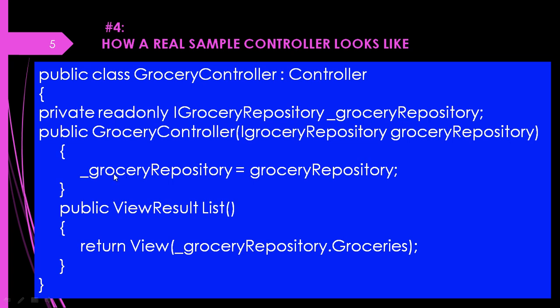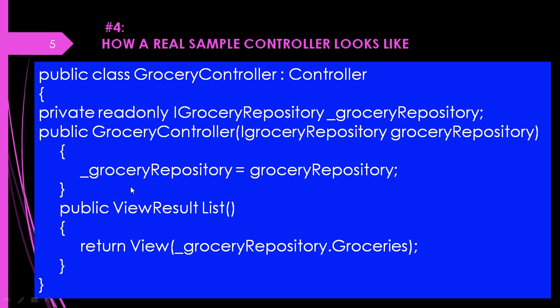What is this private variable? That is _groceryRepository, a private variable inside this controller, which takes from the interface reference. What is the interface reference? The interface reference here is IGroceryRepository, right? So we are assigning this grocery repository to a private variable inside the controller.